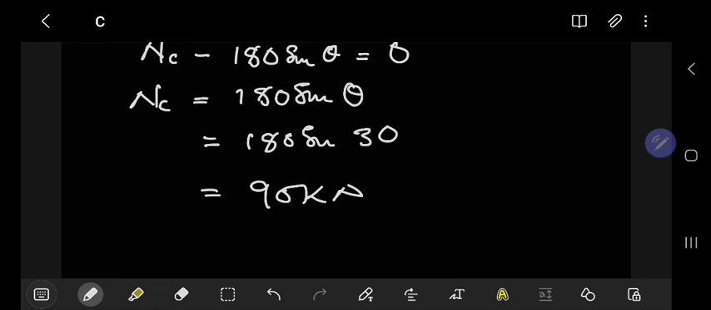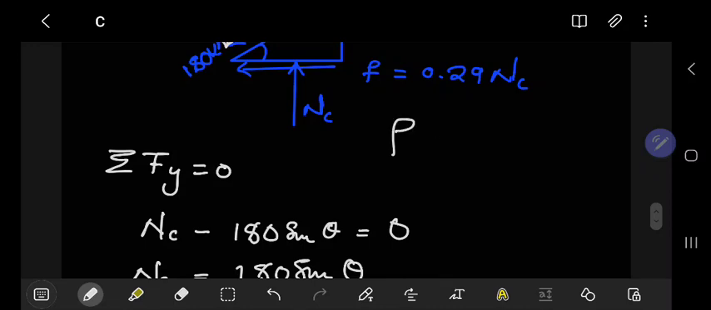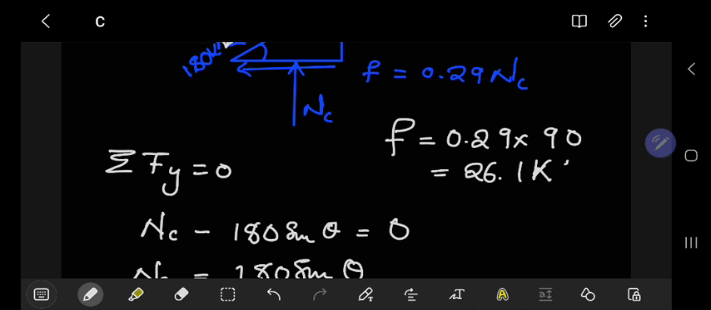Okay, that is NC. Now next up, since we now know what NC is, we can easily get what the force of friction is. Force of friction was just 0.29 multiplying NC. And since NC is 90, you multiply those two, that's 90 multiplying 0.29. We get 26.1 kilonewtons. So yeah, this is all you had to do. This is the friction at the bottom.